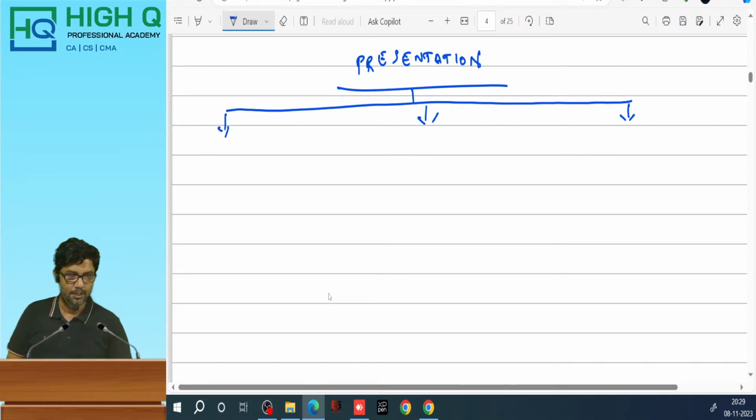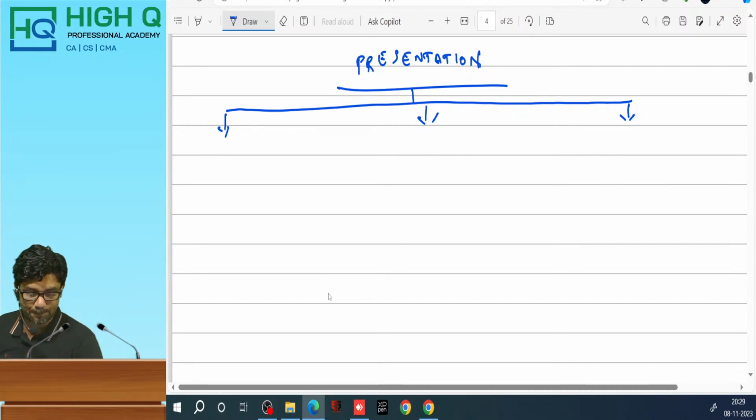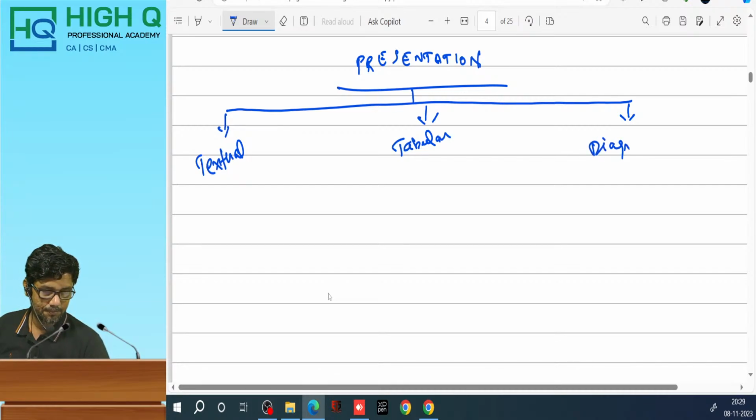Yes, Amrita. Fine. So, presentation: there are three ways we can present the data. One is the textual method. The second one is the tabular method. The third one is the diagrammatic method. What is the textual method?